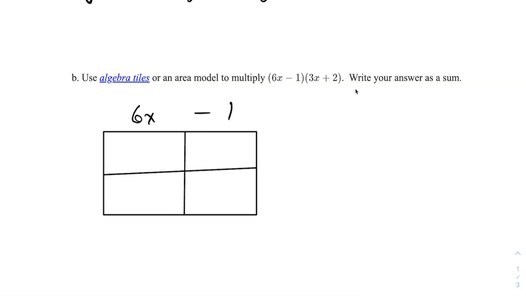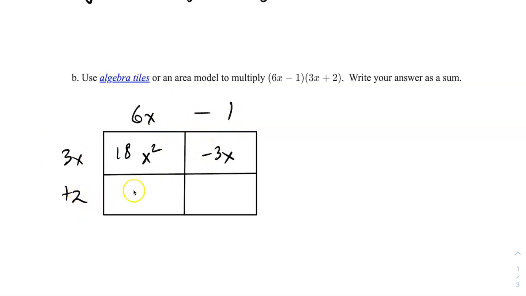And over here we'll do 3x plus 2. And remember, what we're going to do here is multiply these. I'm going to find the area of this rectangle by multiplying these two. Length times width. So 6 times 3 is 18, and x times x is x squared. 3x times negative 1, we want to get this area here, so that'll be negative 3x. Down here, positive 2 times 6x is 12x. And then positive 2 times negative 1 is negative 2.